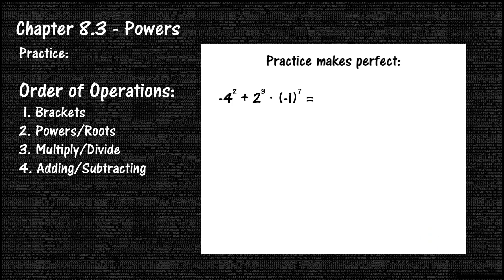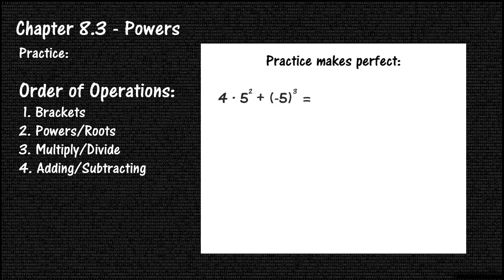The correct answer is minus 24. All three powers can be done at the same time. (Minus 4) squared becomes 16, 2 to the power of 3 turns into 8, and (minus 1) to the power of 7 is equal to minus 1. Now we have 16 plus 8 times minus 1. We multiply and receive the line 16 minus 8, which gives us minus 24.